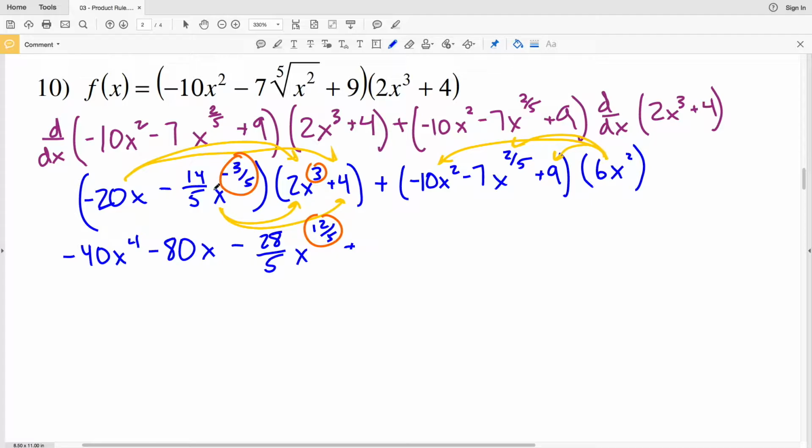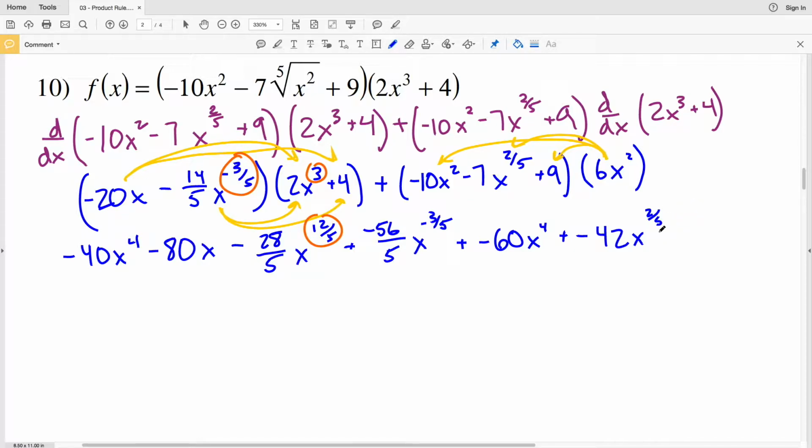And then that's added to negative 14/5 x to the negative 3/5 times 4, which is negative 56/5 times x to the negative 3/5. So then I'll add that to negative 10x squared times 6x squared, which is negative 60x to the 2 plus 2, or x to the 4. And then I'll add that to negative 7 times 6, which is negative 42x to the 2/5 plus 2, which is plus 10/5, and 2 plus 10 is 12.